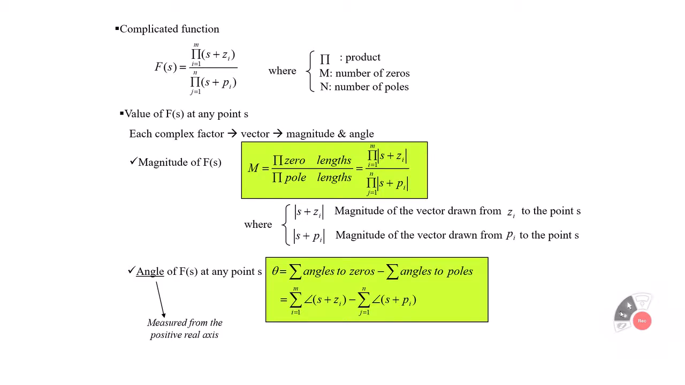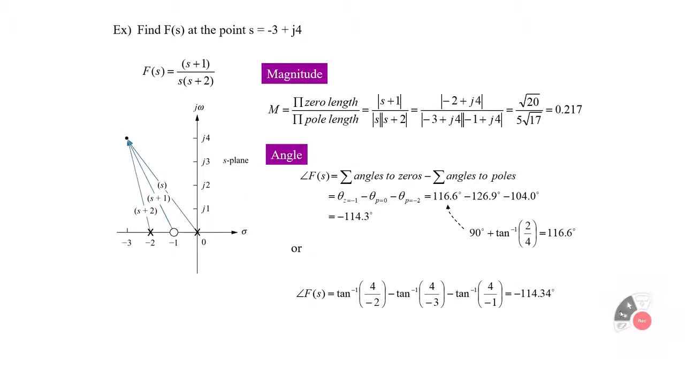So how can we calculate the angle? The angle is always measured from the positive real axis. So what is the angle? This is the angle for this. How can we calculate it? This is 90 degrees, and this angle is arctangent of 3 over 4. So this angle is 90 plus arctangent, and this is the angle for this pole.